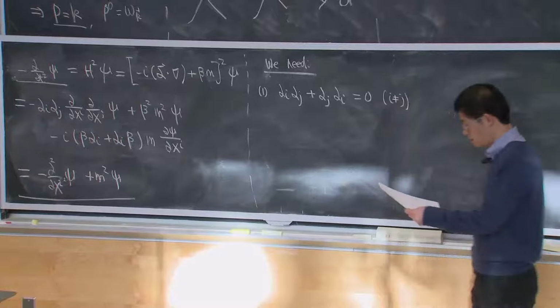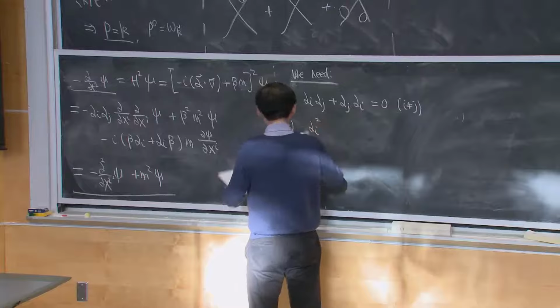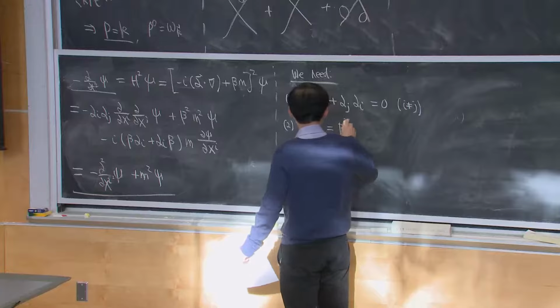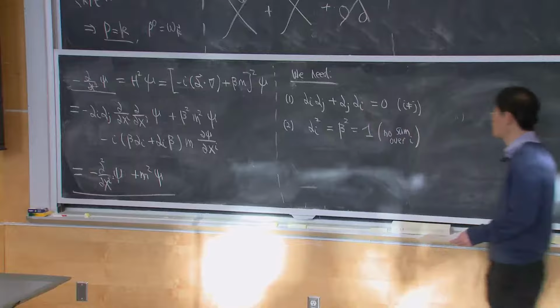And when i equals j, then you should just reduce to here, okay? Then that means that alpha_i squared should equal to beta squared equal to 1. Okay, so here there's no summation. No summation over i. Okay, so each alpha_i squared has to be 1.